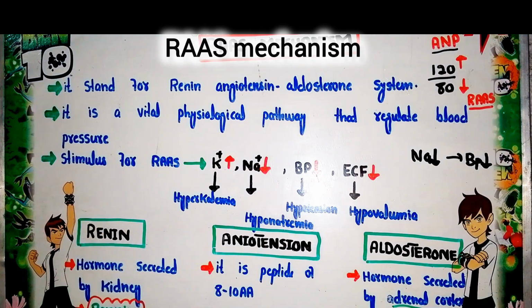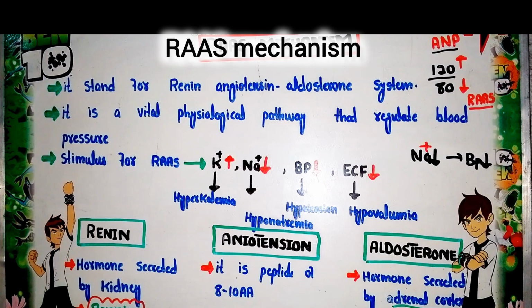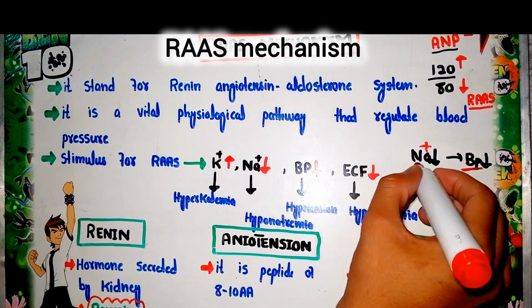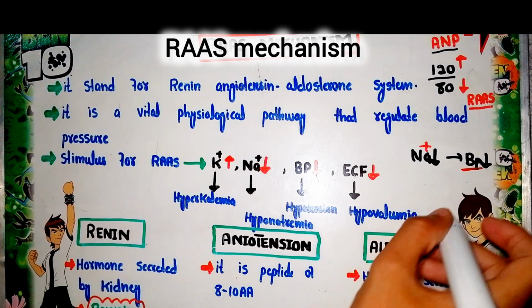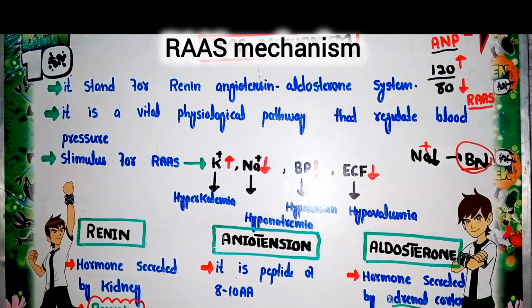Now what is the RAAS mechanism? Whenever the level of sodium ion in our body decreases, the decreased sodium ion basically shows that we have a drop in blood pressure in our body. There is a direct relation between the sodium ion and the blood pressure. When the blood pressure drops from the normal level, a physiological pathway operates in our body. This pathway tries to maintain our blood pressure. This pathway is called the RAAS mechanism.